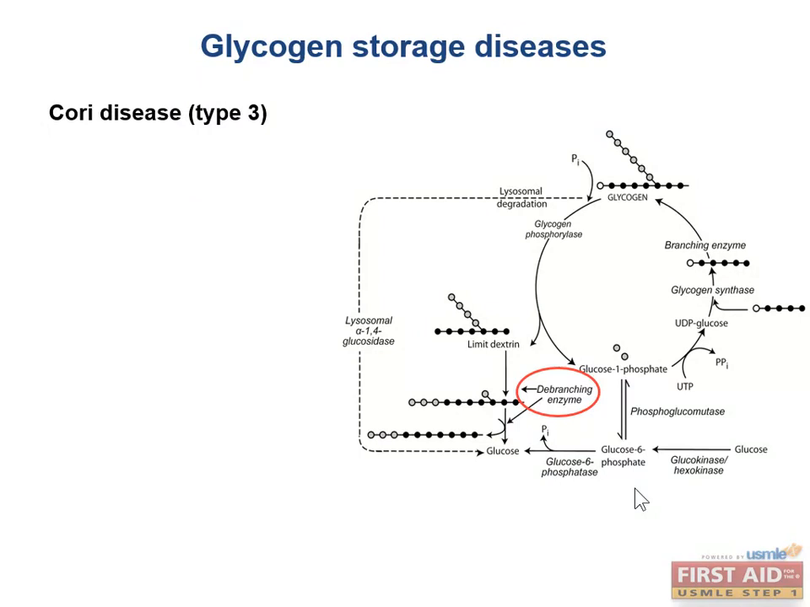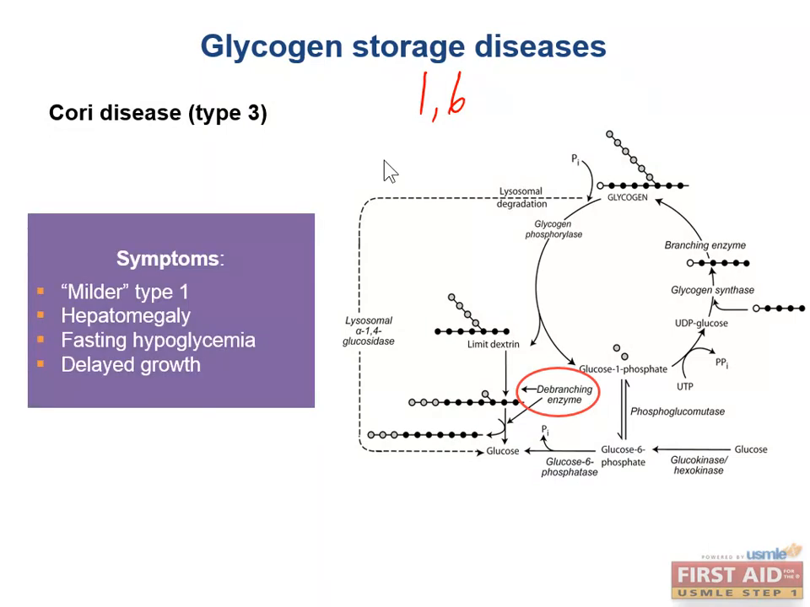It's caused by a deficiency of the debranching enzyme. Now, do you remember what the function of the debranching enzyme was? Remember, the debranching enzyme is required to break down glycogen into glucose by cleaving the 1,6-alpha bonds seen at branch points, along with some alpha-1,4 bonds at limit dextrin point. This primarily affects liver and muscles and has findings similar to type 1, remember von Gierke's disease, but without the lactic acidosis. So again, these symptoms include hepatomegaly, hypoglycemia, and delayed growth.